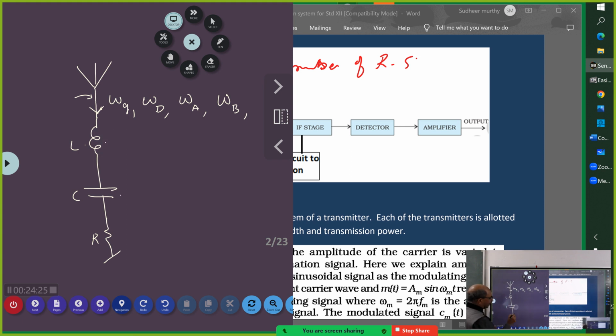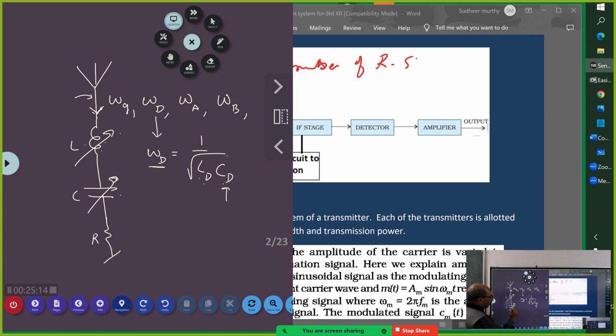Now, here I have got a series LC circuit. If I want to hear only Dharwad station, then omega D corresponds to 1 upon root of L_D C_D. That is, I have tuned this capacitor to a particular value C_D and this inductor to a particular value L_D, so that the signal having this frequency will have least impedance. Correct? Least impedance. Understood? Are you all clear?